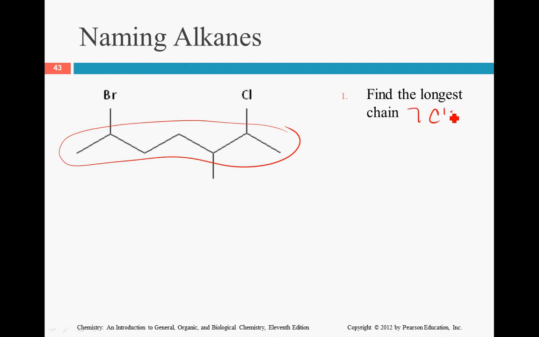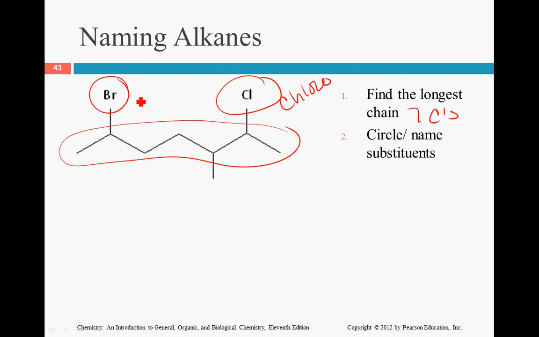We have 7 carbons. Circle and name the substituents. We have chloro, because it's chlorine. Bromine becomes bromo. And then we have a methyl group down here. Remember, anytime that there is a bend in the chain or at the end of the chain, there's a carbon there that you're not seeing.